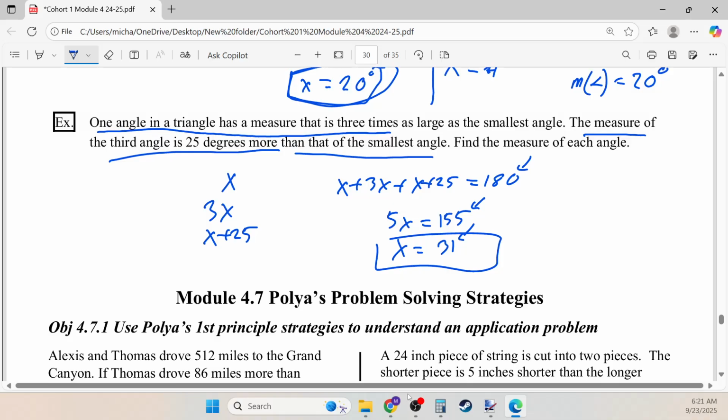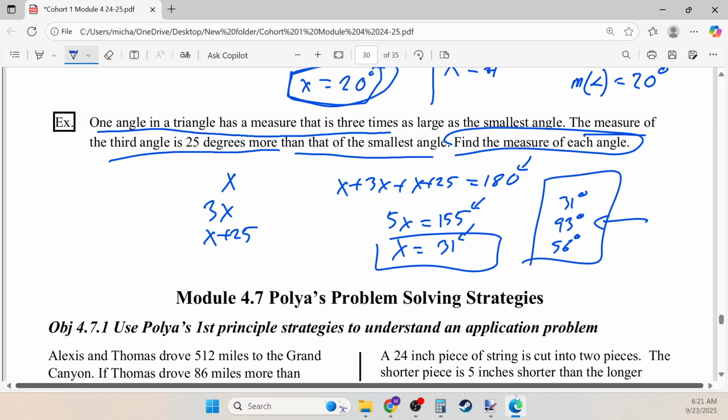They don't go there. But my angles are still, the small one is 31 degrees. The next one is 93 degrees, and the last one is 56 degrees. So my angles are this, but because I didn't put units in the equation, my x value has no units, but my angles still do. If I'd put a degree symbol here, then it would have carried down, and I would have had x equals 31 degrees.